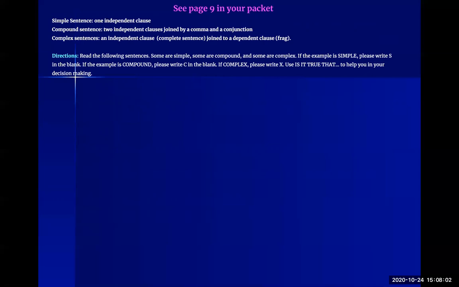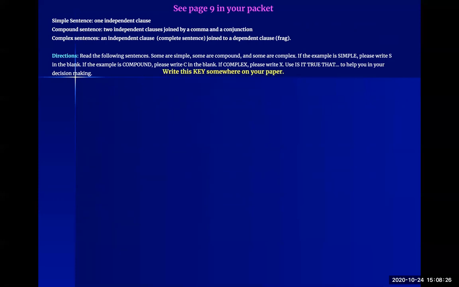So the directions for page 9 say, read the following sentences. Some are simple, some are compound, and some are complex. If the example is simple, please write S in the blank. If the example is compound, please write C in the blank. And if it's complex, please write X. Use "is it true that" to help you in your decision making.